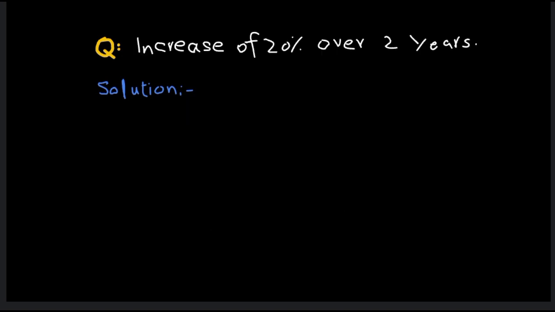For sake of practice, we take another question: increase of 20% over 2 years. So the formula for this one is final population is equal to population multiplied by 1 plus R over 100.